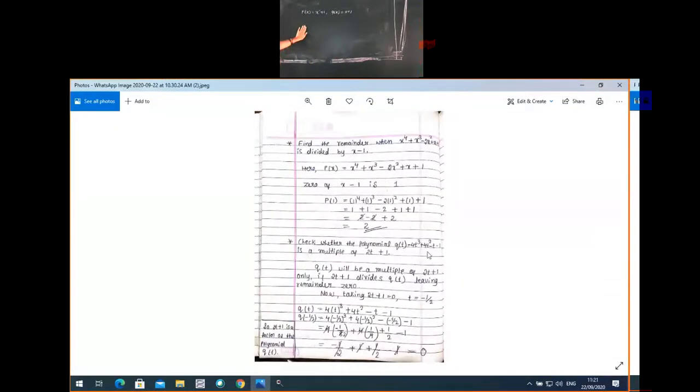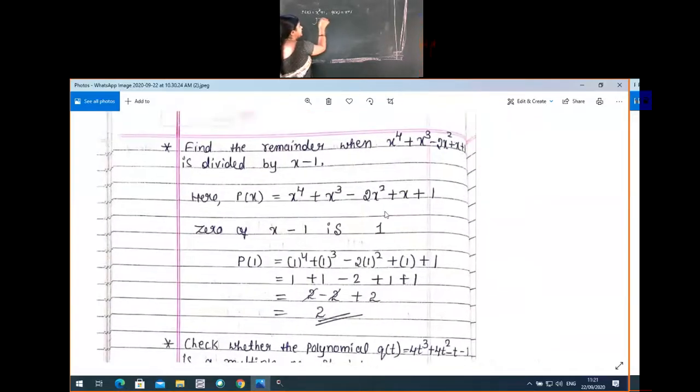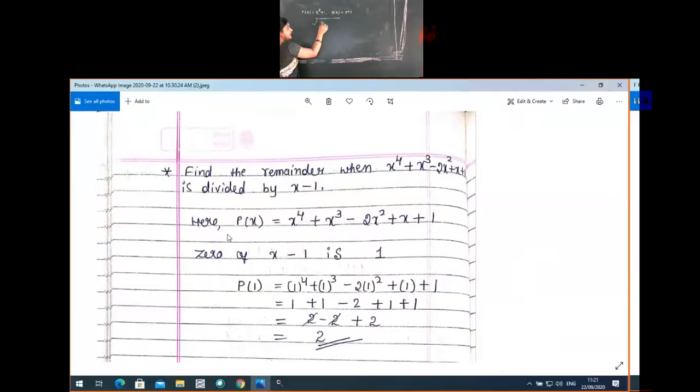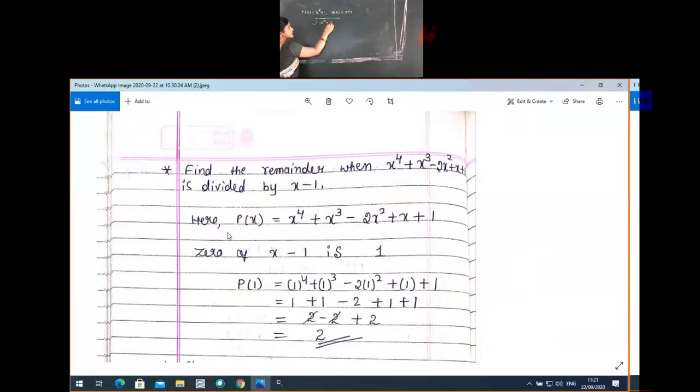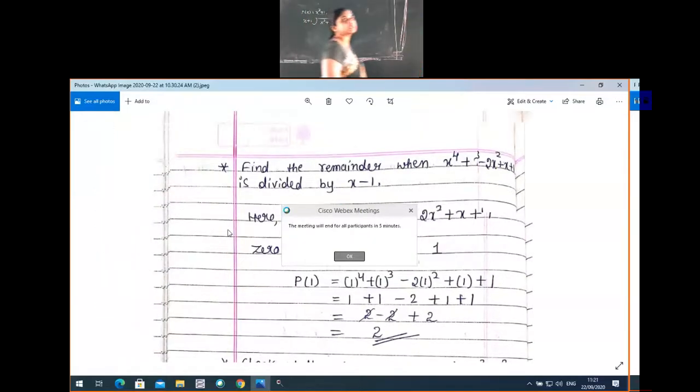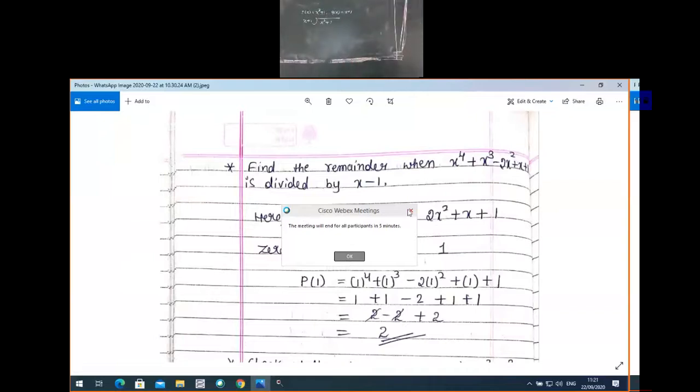See, look at the board. P of x we have x cube plus 1. Then g of x we have x plus 1. We have to divide using the actual division method. So first step, this is the dividend, x cube plus 1, and the divisor is x plus 1. Are you observing the question?